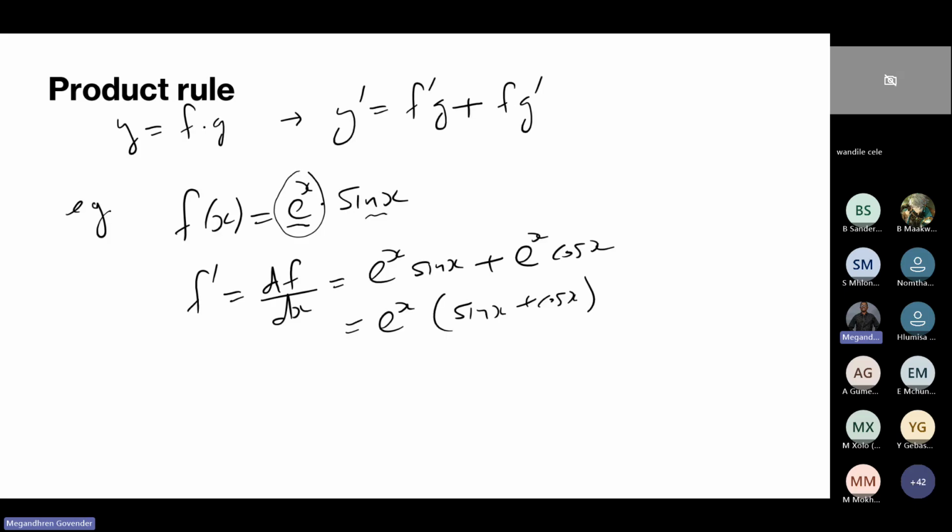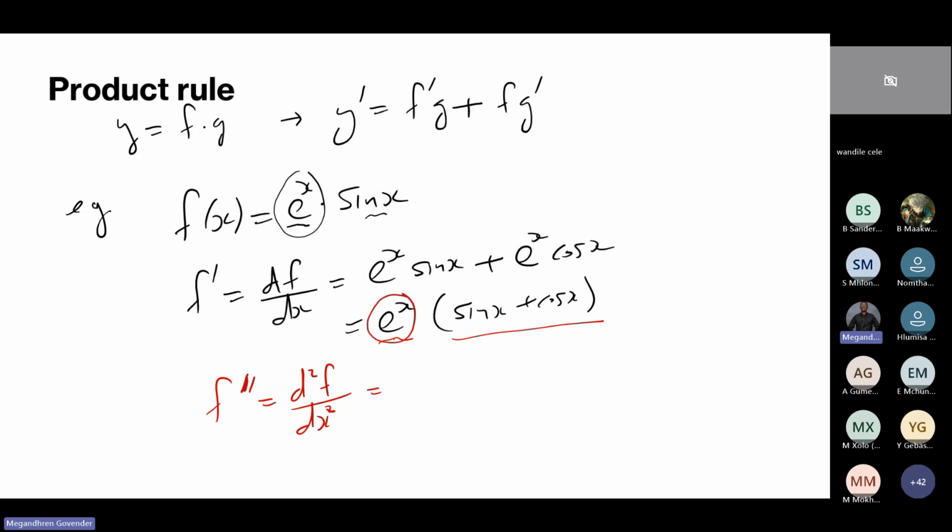For practice, I would like the second derivative of this function. Now, how would we do the second derivative of this function? Well, if I look at this, I can see that it's a product of two functions. The first one is e to the x, and the second one is sine x plus cos x. So what's the second derivative of this one? It's f double prime, and the way we write this in notation, d squared f dx squared, means the second derivative of f with respect to x.